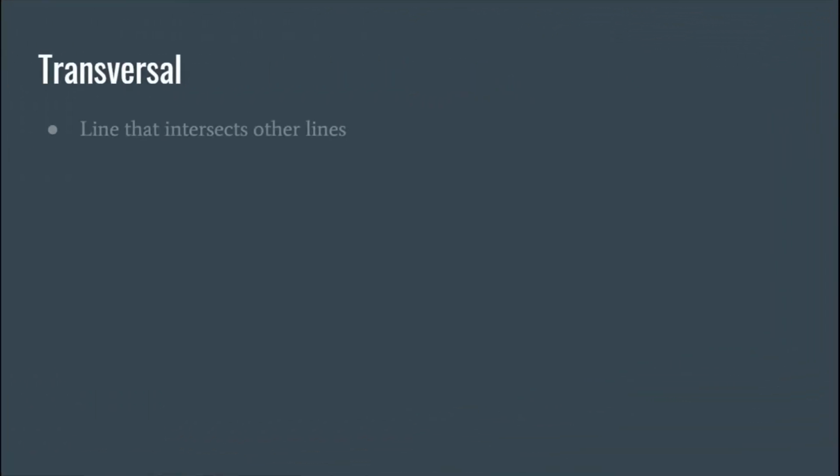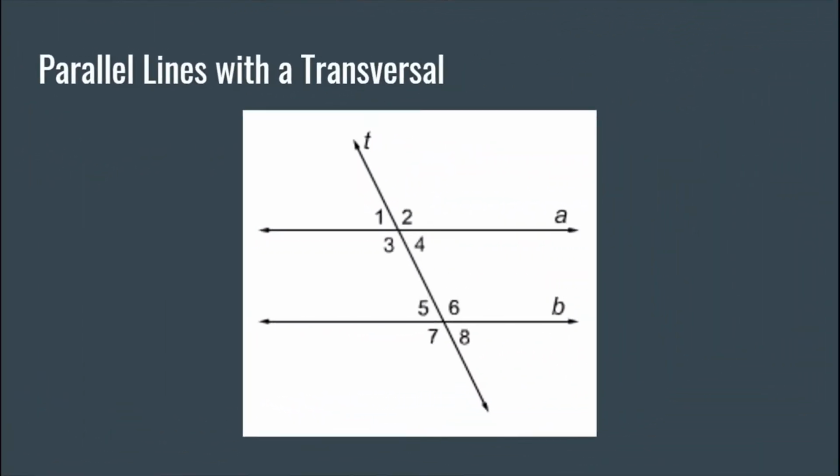Okay, now transversal. A transversal is a line that intersects other lines, and they don't have to intersect perpendicularly. They can intersect at an angle, but the point is they intersect other lines. So this is basically what we're talking about here. It's a combination of the two, parallel lines with the transversal.